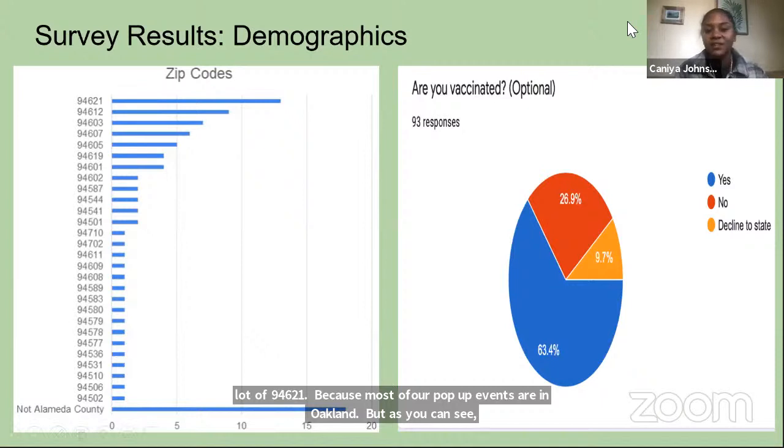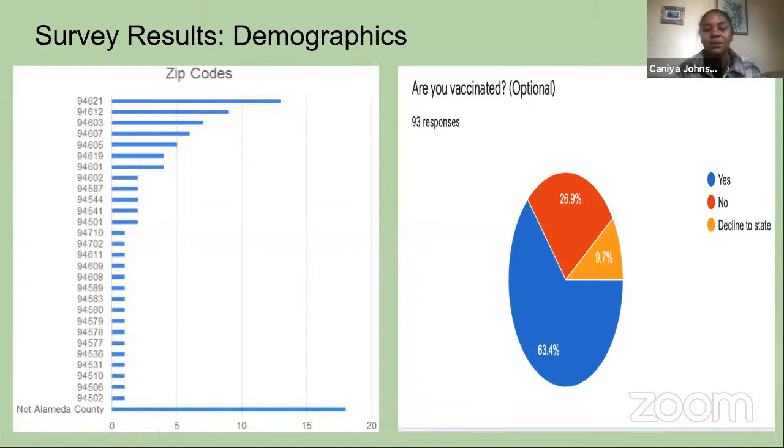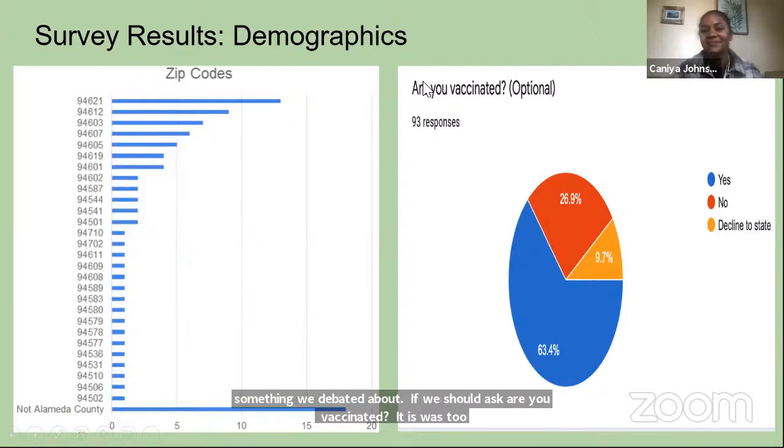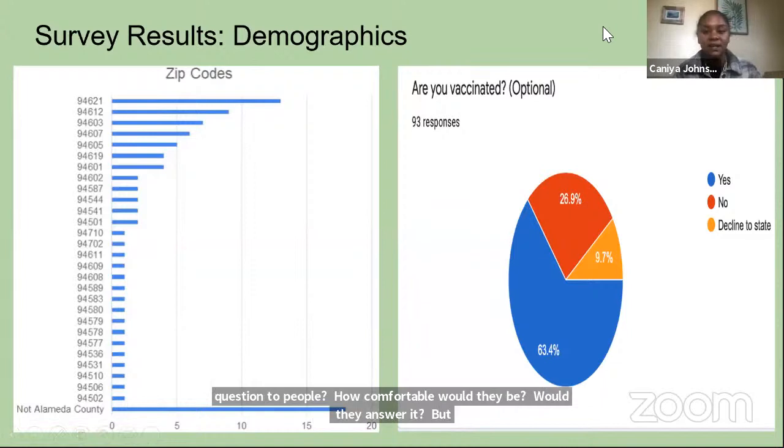And then this question was something we debated about, if we should ask, are you vaccinated? If it was too personal, if it actually did not go with any laws. Like, can we ask this question to people? How comfortable would they be? Would they answer it? But once we started to do some of the surveying, we realized that a lot of people were actually vaccinated. And we also realized that a lot of times when one person is vaccinated in the house, everyone is vaccinated in the house.